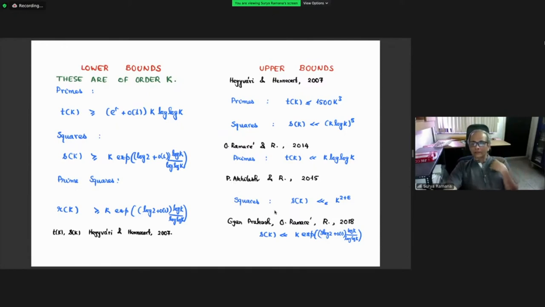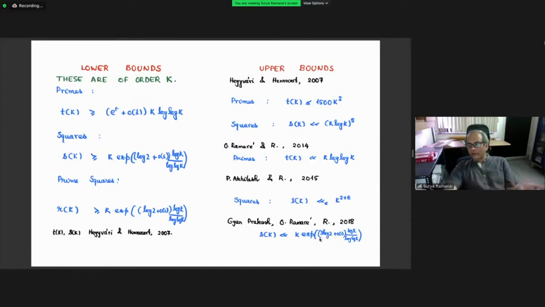Then subsequently in 2015, Akhilesh, who was then a student of mine, and I worked on squares and we got a bound, reducing their K (log K) to the power of 5 to K to the power of 2 plus epsilon. Then in 2018, Olivier, Gyan and myself could get for the squares a bound of order K, but please notice, and this is still an annoying thing that we have not been able to settle, our exponential factor has a 3 log 2 rather than the log 2 in the lower bound. So we are off by a factor of 3 here. Otherwise, you have the same factor log K by log log K.